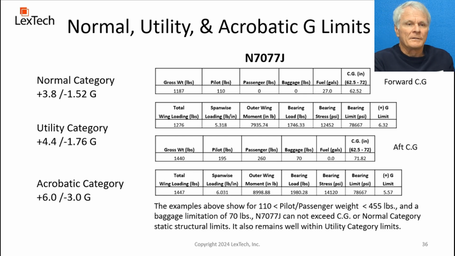I have an upper example with a forward CG limit and the bottom example with an aft CG limit. And it shows that if you have a total of 110 pounds or more of pilot and passenger weight, or less than 455 total pounds, and a baggage limitation of 70 pounds, my airplane can never exceed either the CG or the normal category static G limits, and it also remains clearly within the utility category limits.